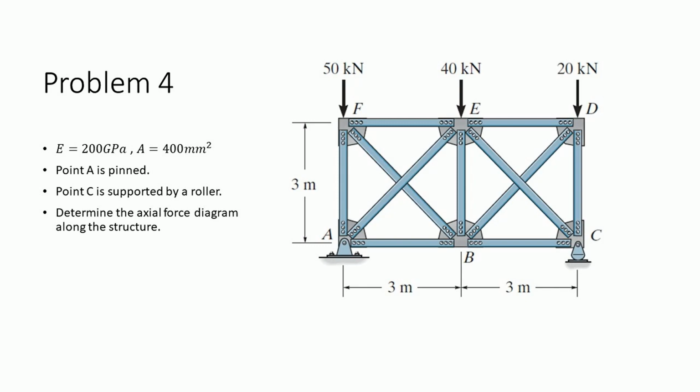The last problem is a truss element problem. This structure is made of truss elements and is supported by a pin and a roller, and it has point loads on the top joints. We want to determine the axial force diagram of the structure. We will see how truss elements are defined in a similar fashion as the internal hinges are defined in the previous problem.